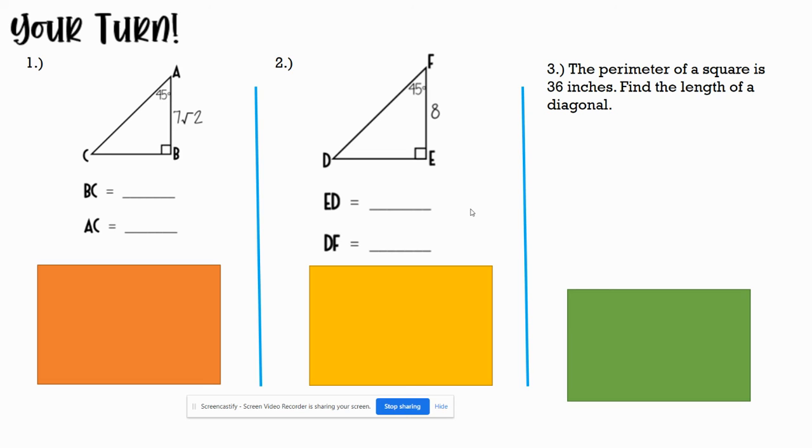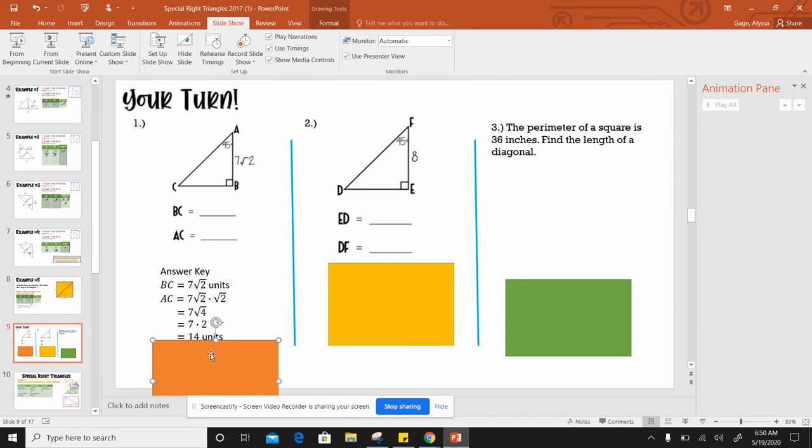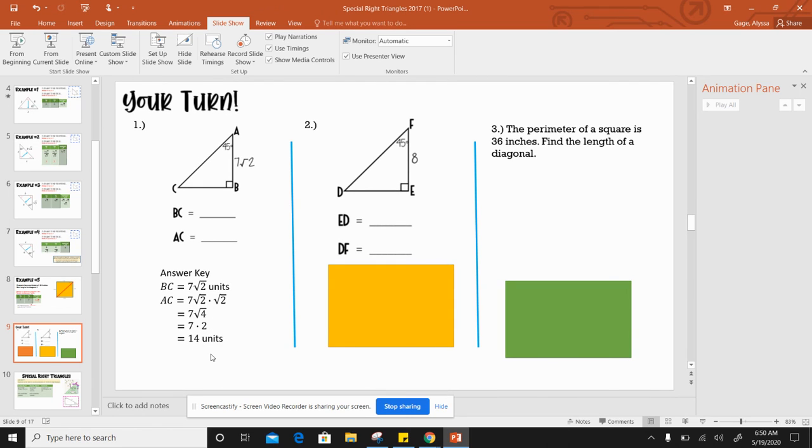All right, welcome back. So let's go over these problems. I want to find this side length BC and also this side length AC. This is a special right triangle. It's the 45, 45, 90-degree case. And I was given one of the legs. Well, both legs are congruent. So BC would have to be 7 root 2 units as well.